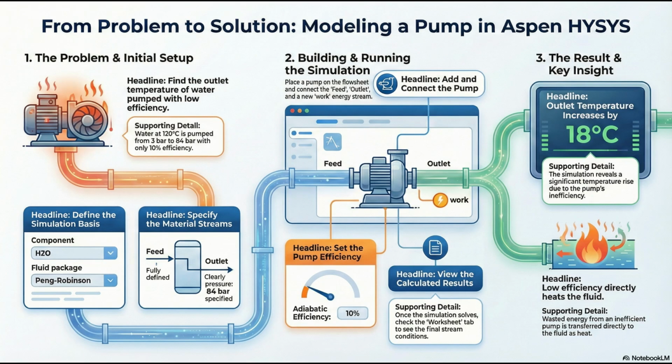A pump pushes scalding water from 3 bar to 84 bar, but with only 10% efficiency, something dangerous happens. As the simulation unfolds, the flowsheet exposes the hidden truth. Wasted mechanical energy turns directly into heat. The outlet temperature surges by 18 degrees, revealing how an inefficient pump can quietly overheat your entire process.